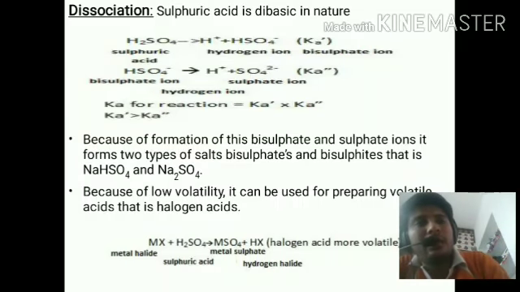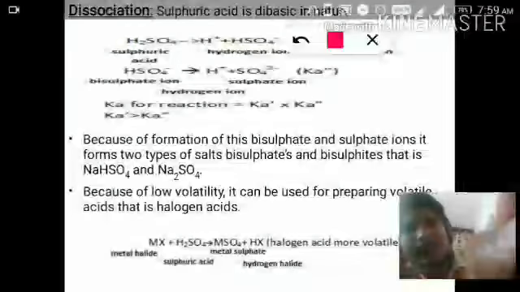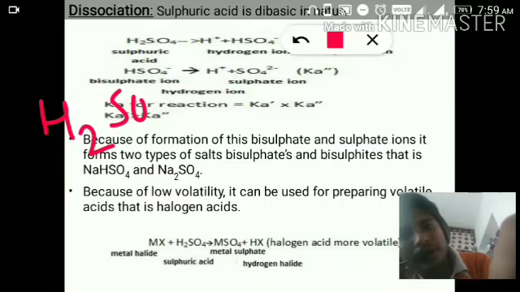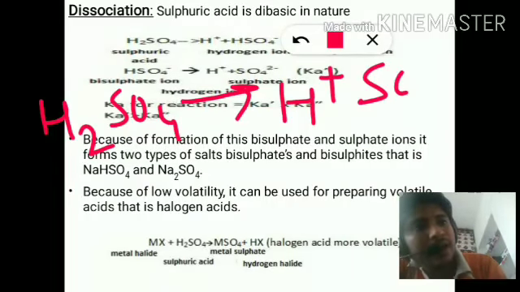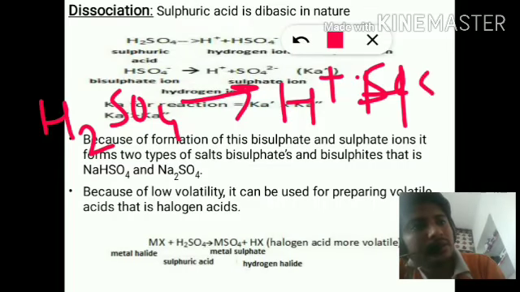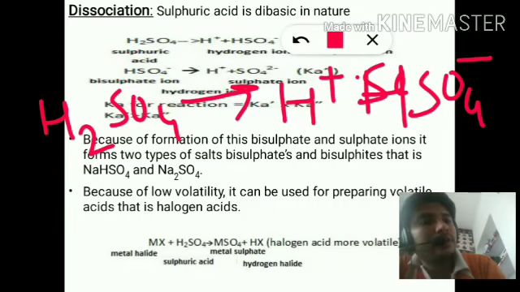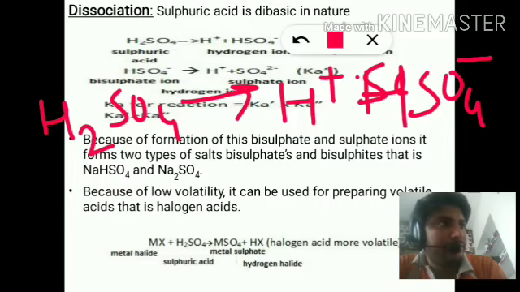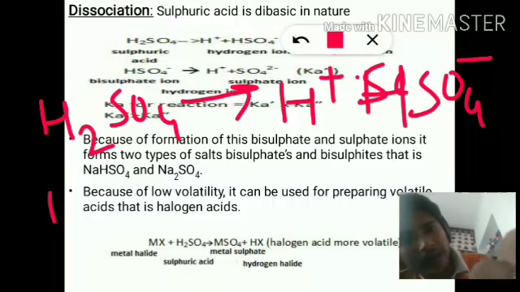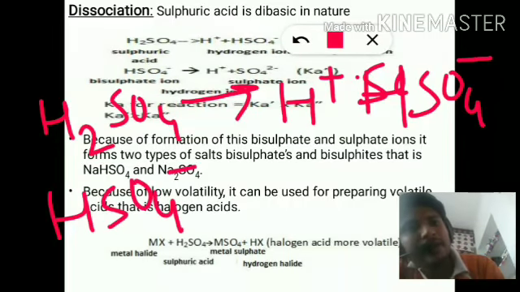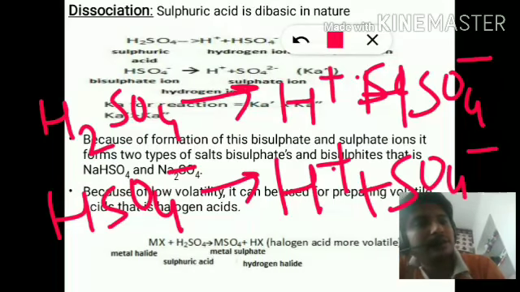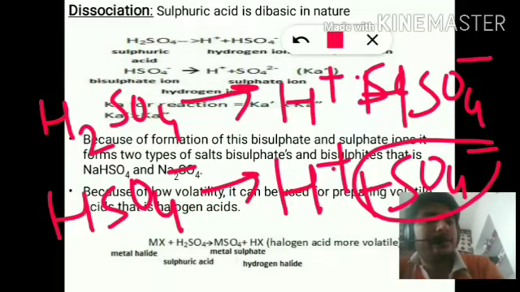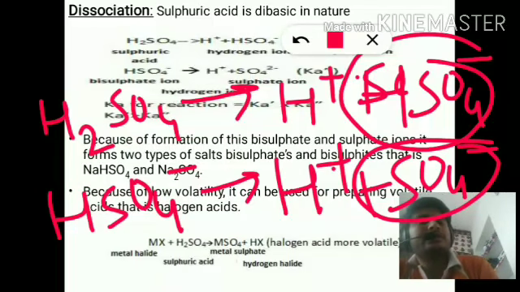Again, by the formula you can see how it is dibasic in nature. When sulfuric acid H2SO4 dissolves in water, it gives H+ and HSO4-. HSO4- is called bisulfate. When bisulfate dissolves in water, it gives H+ and SO4 2-. It is called sulfate. So sulfuric acid gives sulfate and bisulfate.